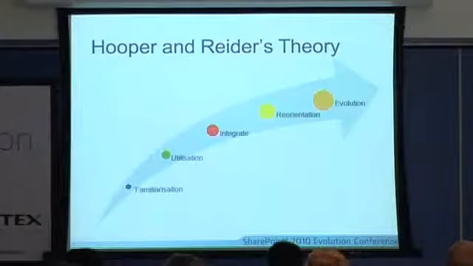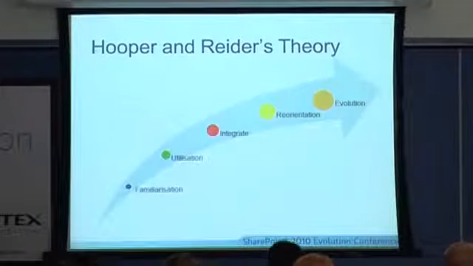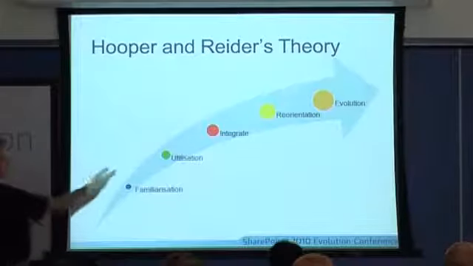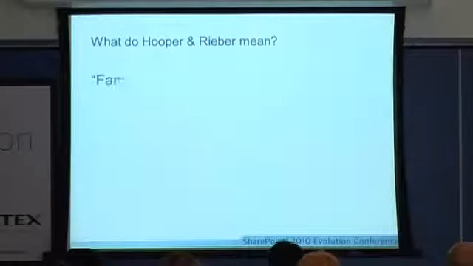But first I'm going to start off with Hooper and Ryder's series. Anybody here heard of this before? No. So this is actually a teacher's methodology. These two guys sat down and they came up with this 5-step process of teaching in a classroom. How kids and teachers start off with being familiarised, and utilise, integrate, all the way up to being fully evolutional within the product. And I thought evolution kind of fitted quite well with the conference name as well. But we'll go through each one of these.